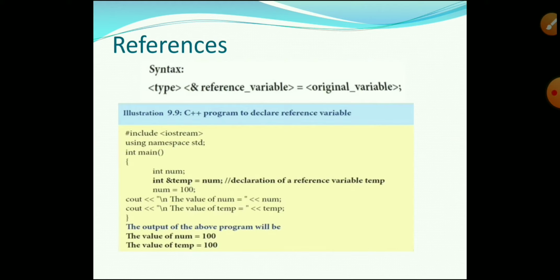Okay, so with the ampersand symbol, we use the variable name temp equal to num. Now, whatever value you give to the num variable, that same value is assigned to temp, the reference variable, also. Num equal to 100. So the temp value is also 100, and the reference variable value is also 100. See here, in the output, the value of num is 100. Num value is 100, so the value of temp is also 100. So this is the way to create a reference variable: we have to use the ampersand symbol in front of the variable name.